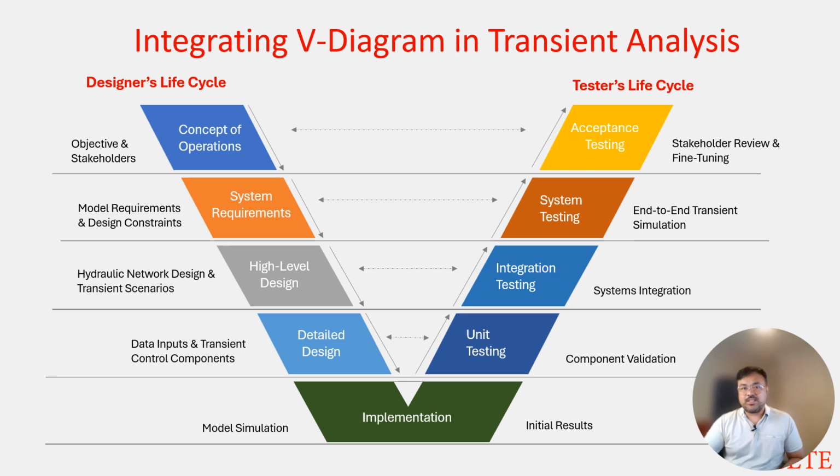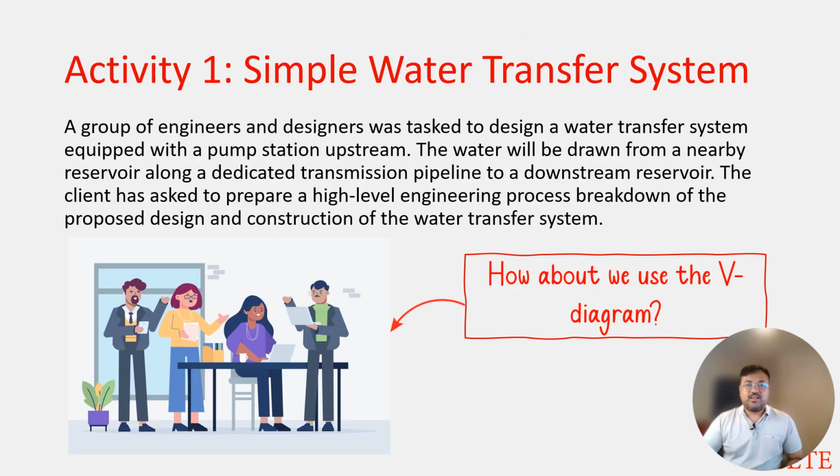So let's apply this concept in our sample design network. All right, so the first activity for our work is a simple water transfer system. The problem is a group of engineers and designers was tasked to design a water transfer system equipped with a pump station upstream. The water will be drawn from a nearby reservoir along a dedicated transmission pipeline to a downstream reservoir. The client has asked to prepare a high-level engineering process breakdown of the proposed design and construction of the water transfer system.